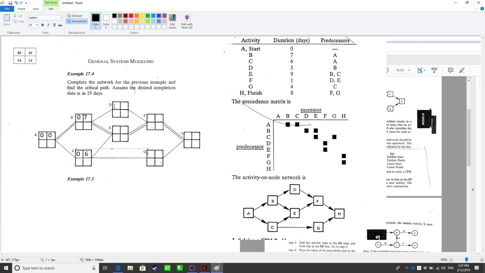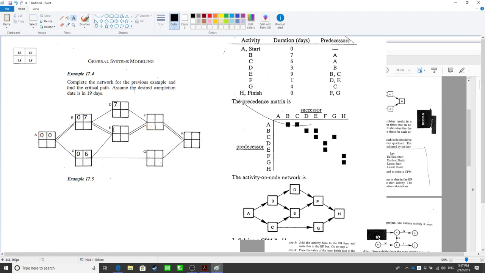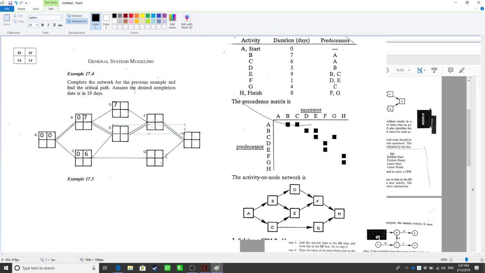Now can we do D? Yes, since D only has one predecessor, it's going to be 7. It's the largest number of the EF from its predecessors. Okay, this one is tricky. How about E? What is the ES of E, the earliest start time? Remember, it's largest. It's 7, right?